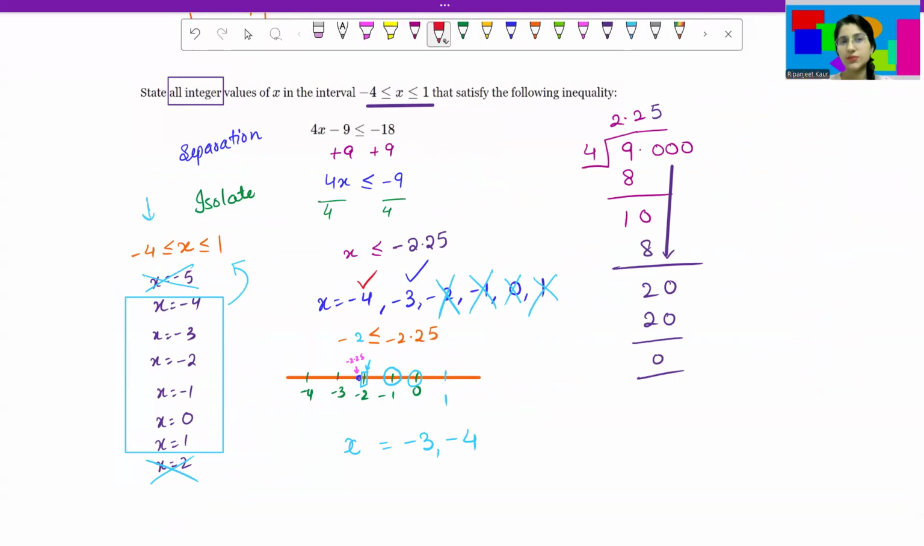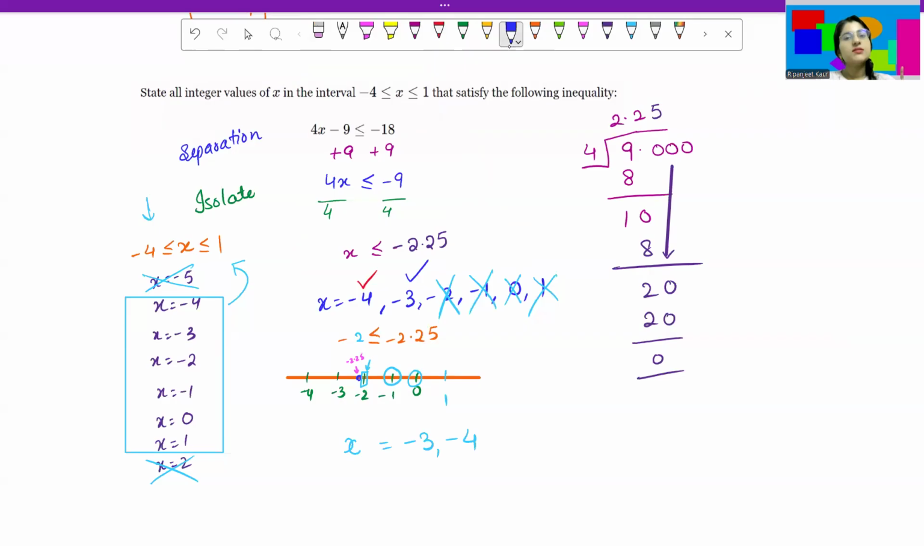Yes, please. So they are saying that we have to find out the integer values of x for this interval and for satisfying this inequality. So we ignored the top part first. We wanted to solve the inequality. So our first priority over here is solving the inequality, which we have solved by using our previous methods. Up till here it is clear. Okay, so our first step is clear.